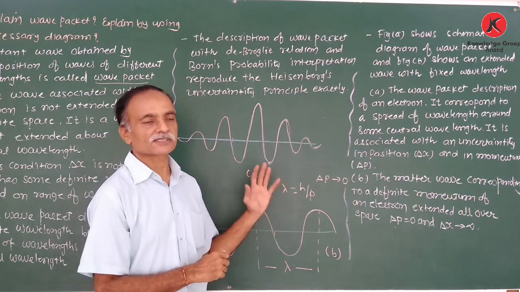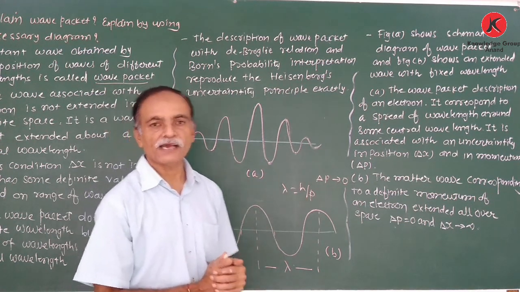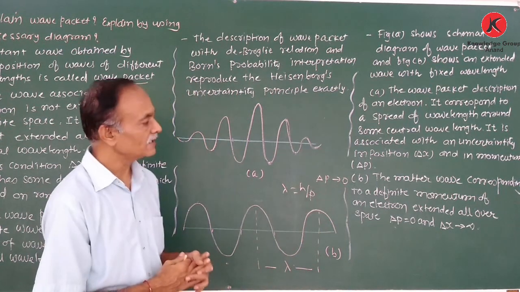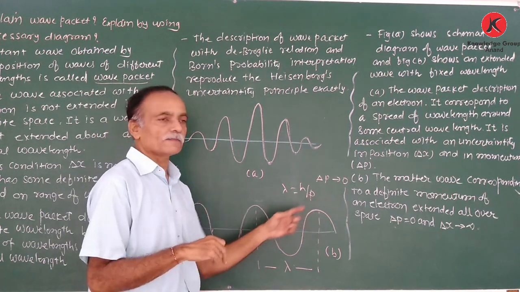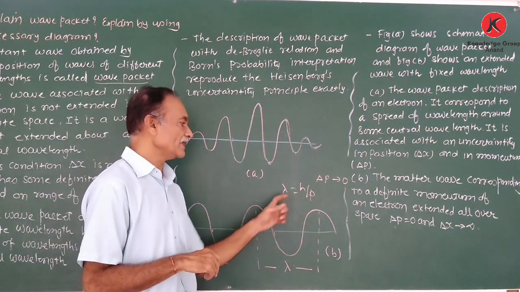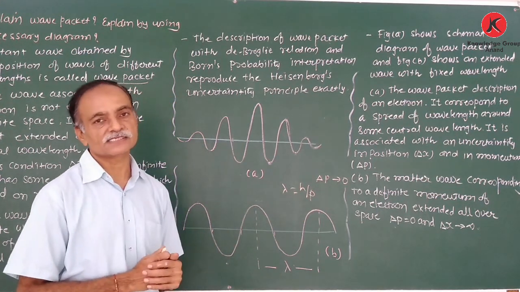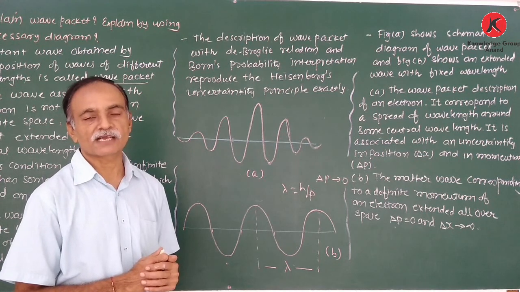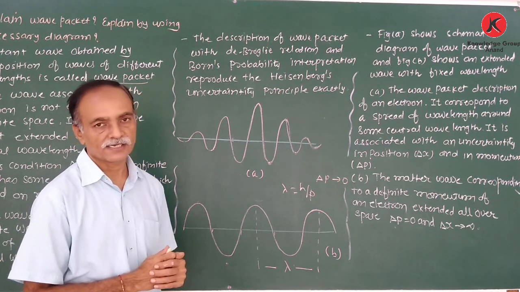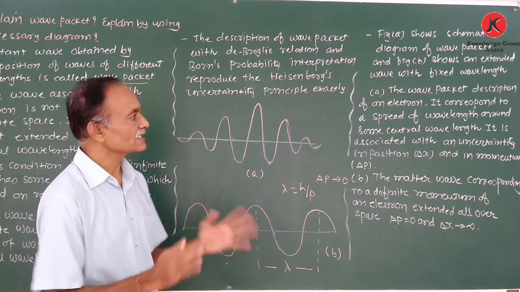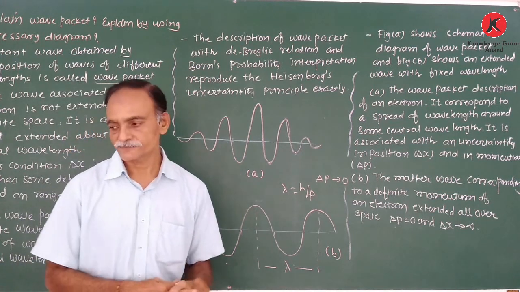Clear this? So that is the concept of the wave packet and Heisenberg's uncertainty principle. While in the case of a single wave with a definite wavelength, momentum is fixed, therefore change in momentum is 0, but the position becomes more uncertain. Clear? So that is the concept of the wave packet.